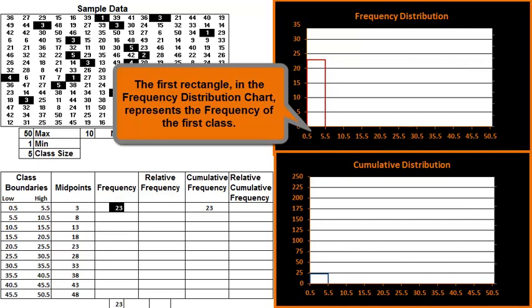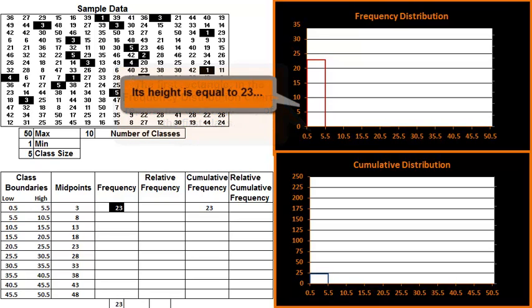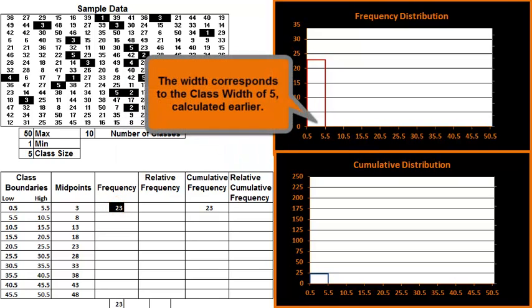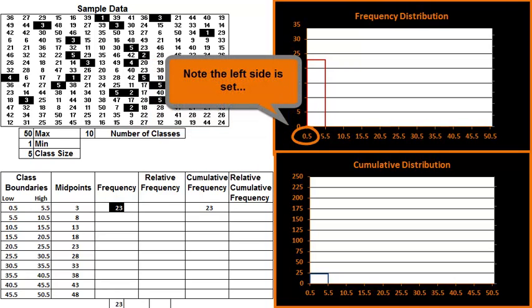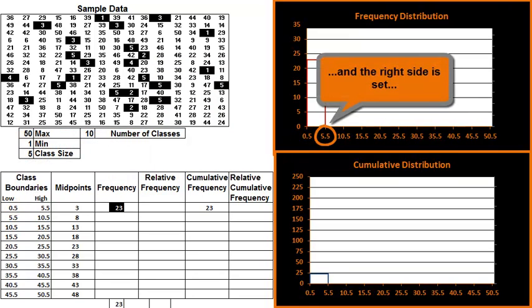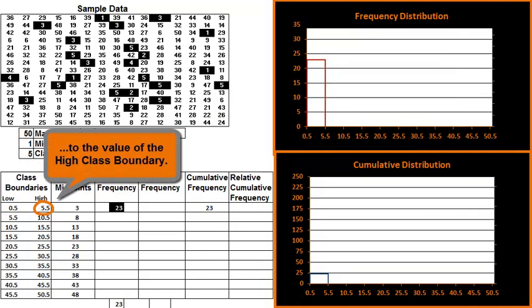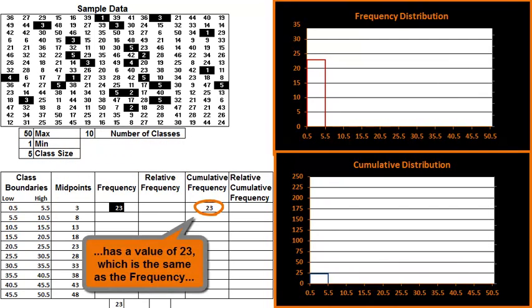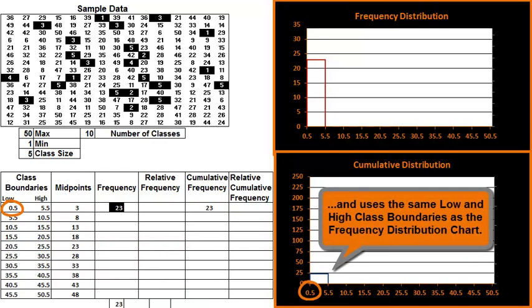The first rectangle in the frequency distribution chart represents the frequency of the first class. Its height is equal to 23, the frequency of the first class. The width corresponds to the class width of 5 calculated earlier. Note the left side is set to the value of the low class boundary, and the right side is set to the value of the high class boundary. The cumulative frequency of the first class has a value of 23, which is the same as the frequency, and uses the same low and high class boundaries as the frequency distribution chart.